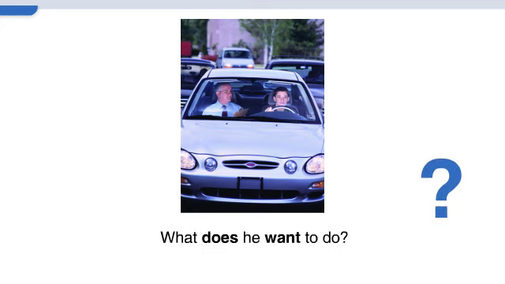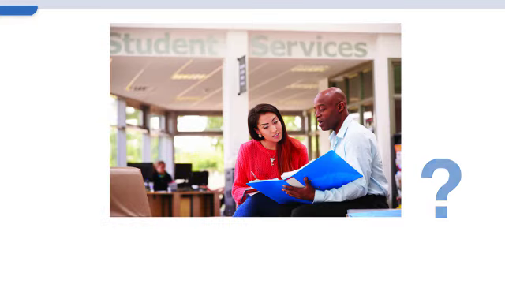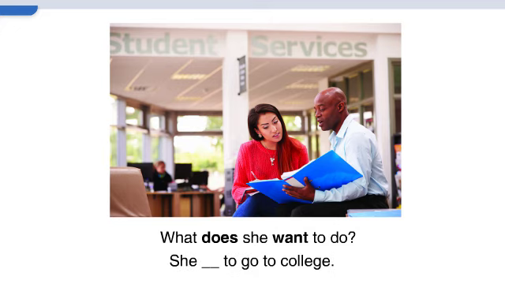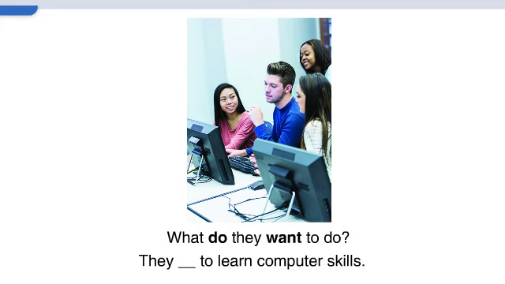What does he want to do? He wants to get a driver's license. What does she want to do? She wants to go to college. What do they want to do? They want to learn computer skills.